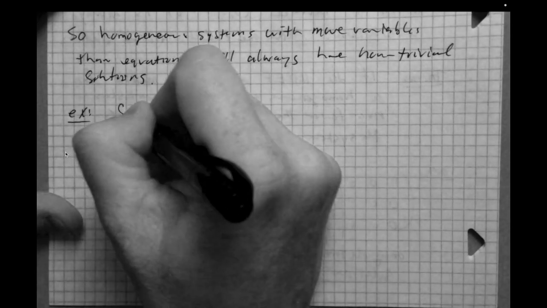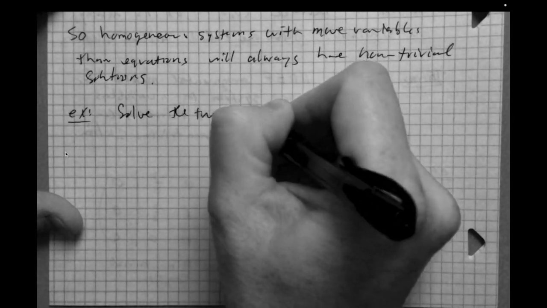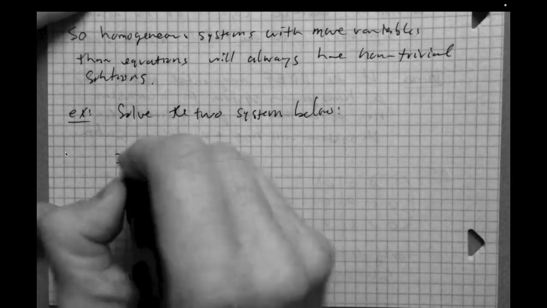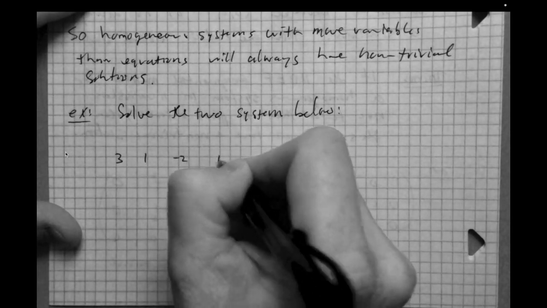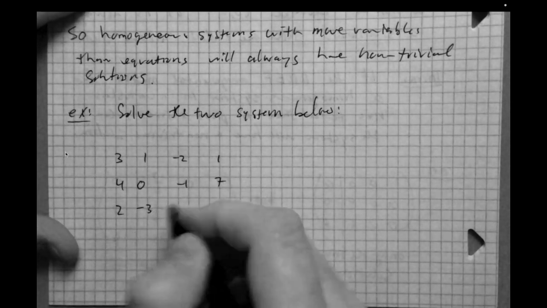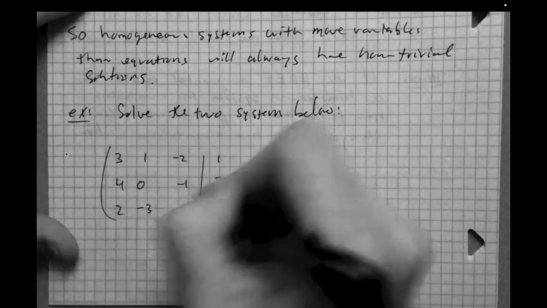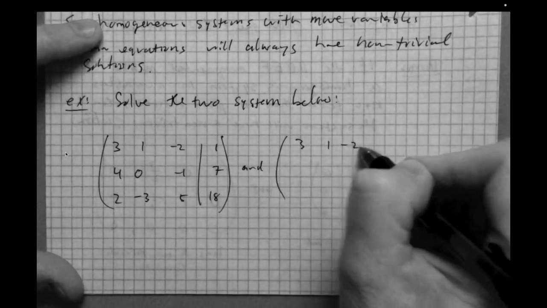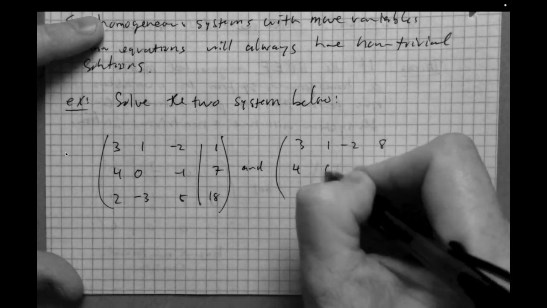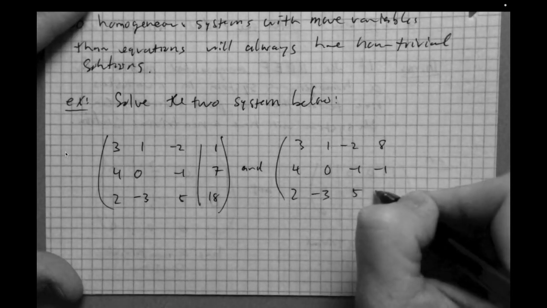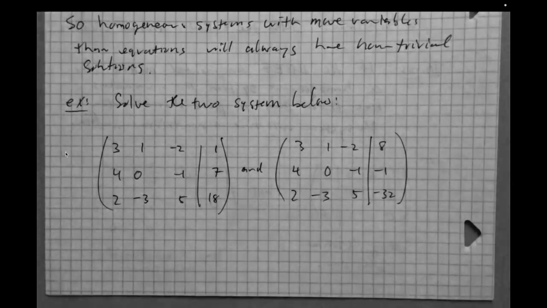But basically, let's talk this through in the context of an example. So solve the two systems below. I'm just going to put them straight into matrix form. So 3, 1, negative 2, 1, 4, 0, negative 1, 7, 2, negative 3, 5, 18. All right, so here's the first system. And the second system is going to be 3, 1, negative 2, 8, 4, 0, negative 1, negative 1, 2, negative 3, 5, negative 32. Okay, so second two systems here.